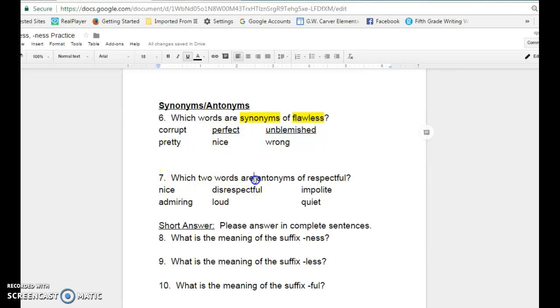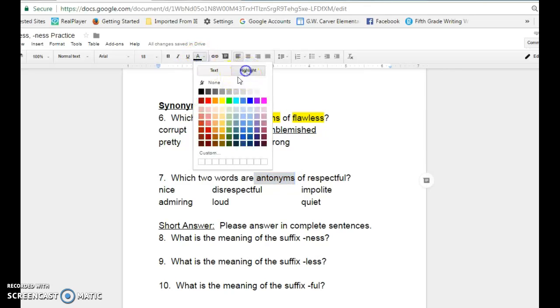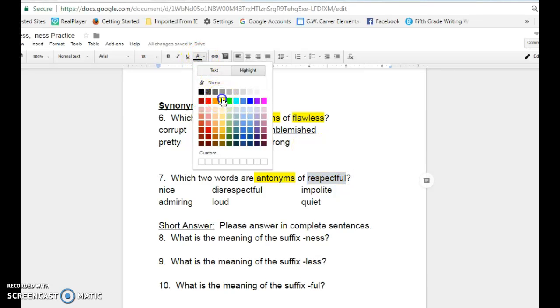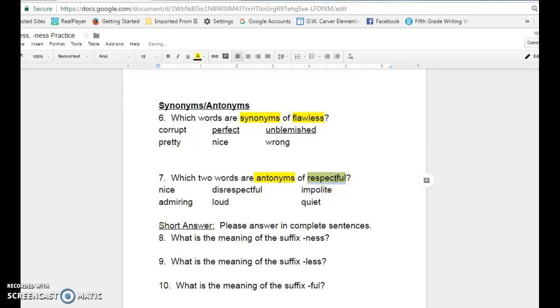Which two words are antonyms of respectful? Antonyms mean the opposite. So picture what it means. See someone in your head. If they are being respectful, see it in your head. Now, see the opposite. Okay? And always remember too, respectful means with manners. Use good manners. So antonyms of respectful. Respectful is a good thing. If I could draw a smiley face, I'd put a little smiley face right there.